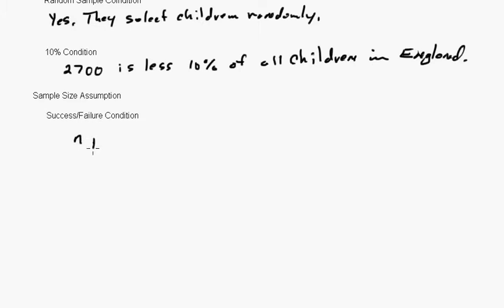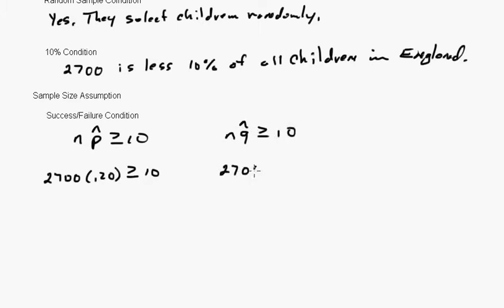So we want to check if n times p hat is greater than or equal to 10. So that's 270 times 0.2. Okay, and then we want to check that n times q hat is greater than or equal to 10, and so that's 270 times, sorry, I was trying to do the math in my head, 0.80. Okay, so I'm pretty sure this is 2 times, that's 540. Can't write today.